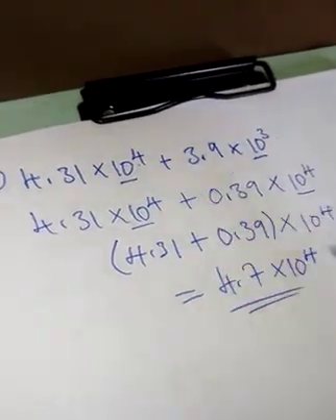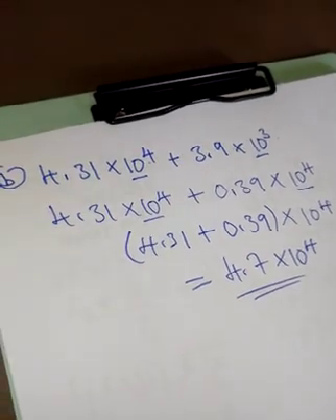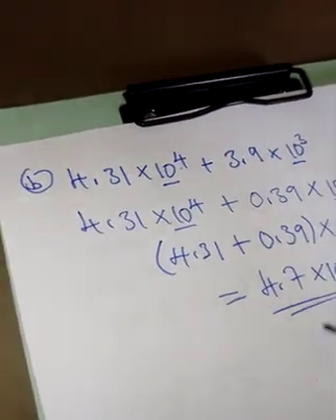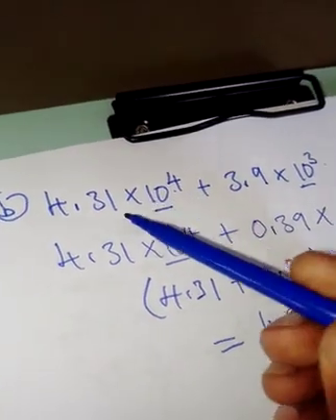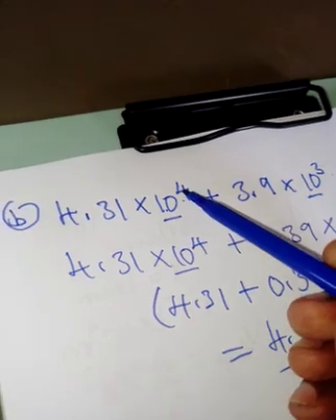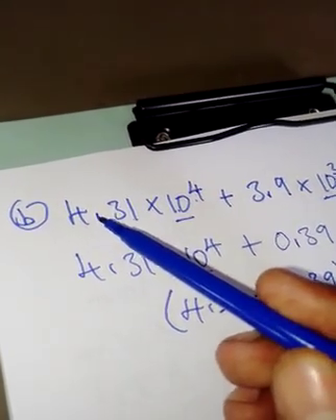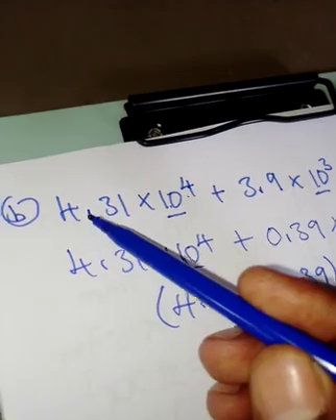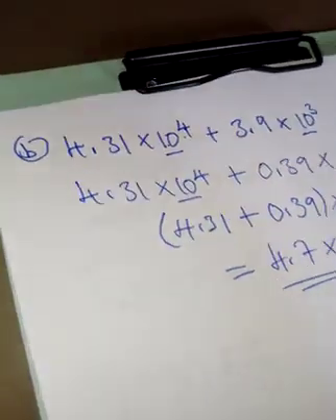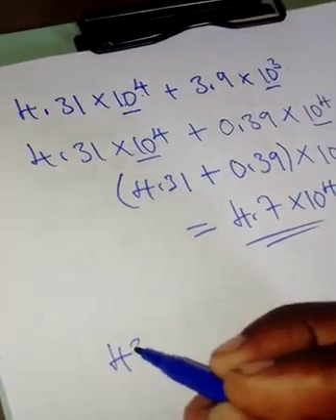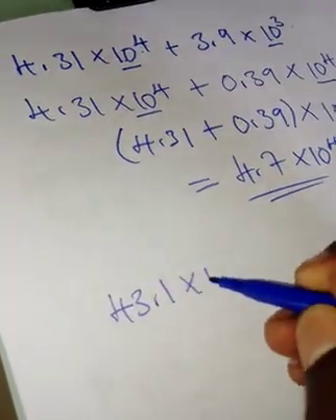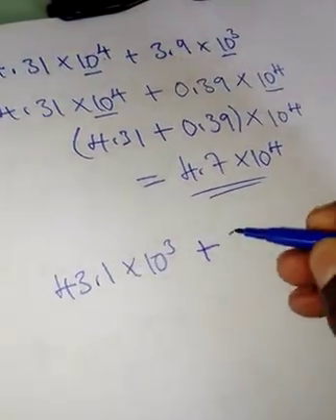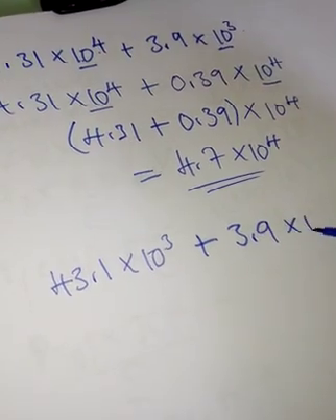Let's change 10 to the power 4 to 10 to the power 3. You'll see that you get the same answer. Okay, so how can we change 10 to the power 4 to 10 to the power 3? So this decimal point has to move where? To the right, so that we can say minus 1. Otherwise, if it moves to the left, we'll say plus 1. So we have 43.1 times 10 to the power 3, right? Then plus, we maintain what we have, 3.9 times 10 to the power 3.